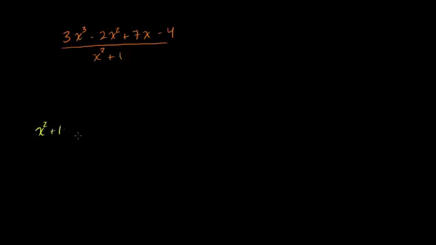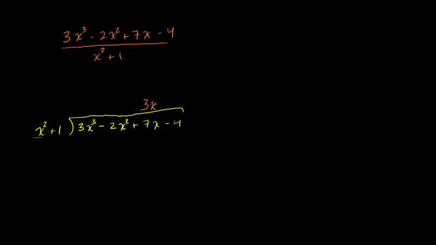x squared plus 1 divided into this thing up here. 3x to the third minus 2x squared plus 7x minus 4. Once again, look at the highest degree term. x squared goes into 3x to the third how many times? Well, it's going to go into it 3x times, right? You multiply 3x times this, you get 3x to the third. So you have to write the 3x over here in the x term. So it's going to go into it 3x times, just like that.